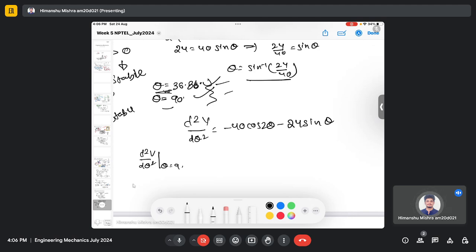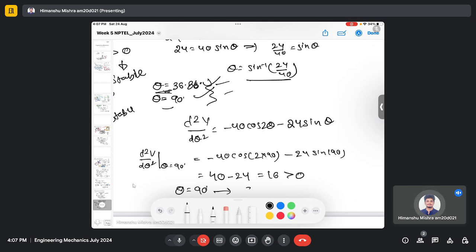For theta equals 90, we have minus 40 cos of 2 times 90 minus 24 sin 90. So cos 180 is minus 1, so it is plus 40, and sin 90 is 1, which gives minus 24. So it is 16, and you can see it is greater than 0. So at theta equals 90, the system is in a stable condition, because its double derivative is 16, which is greater than 0.